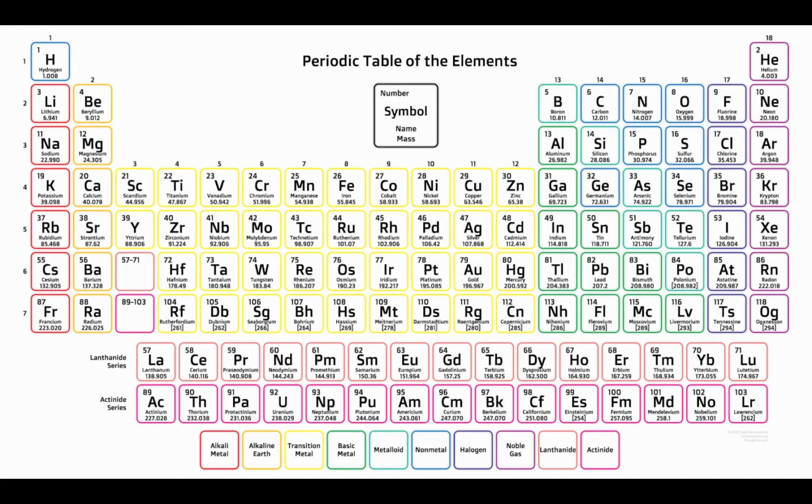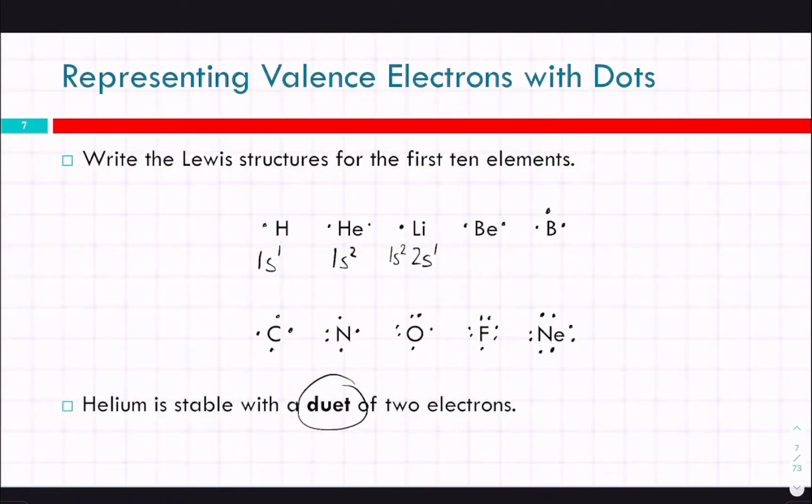8. Okay. Helium's the only one that doesn't have the same number of valence electrons as its column number. Only 2. So helium is stable with a duet.